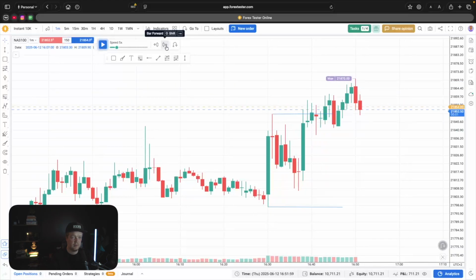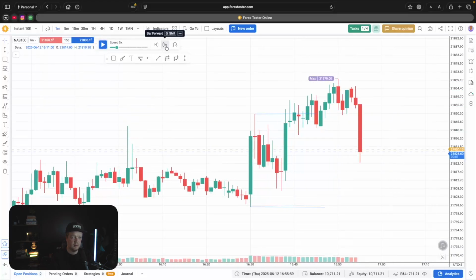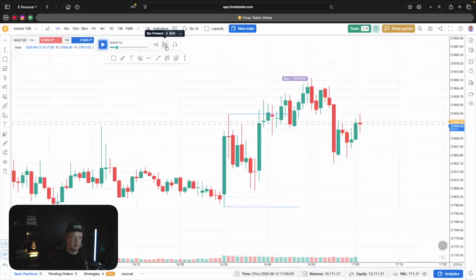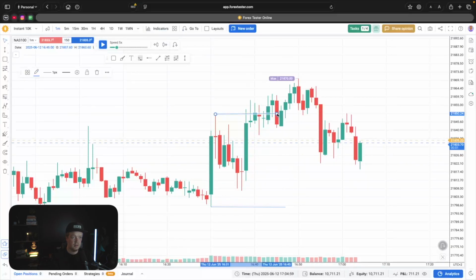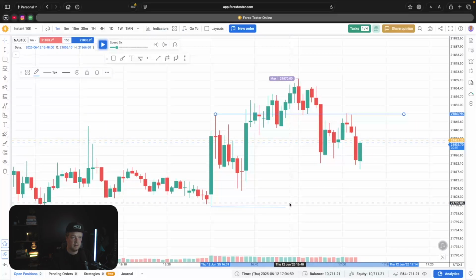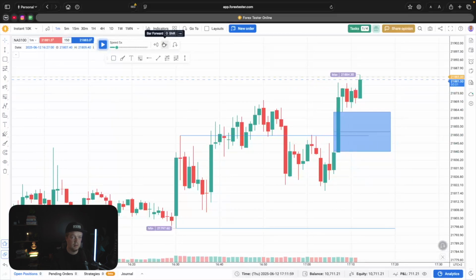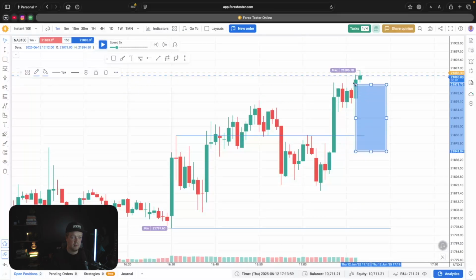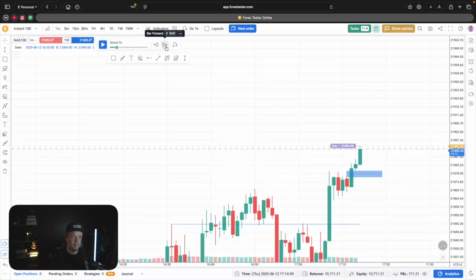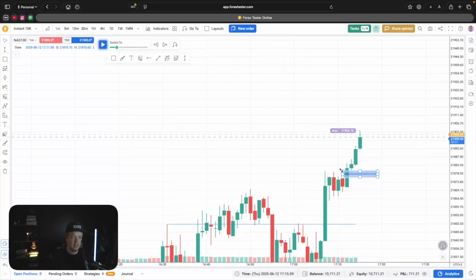Waiting for that fair value gap. Nothing yet. We're inside of the range again. Let's just extend this. There we go. We have our fair value gap right over there. There we have another one. There we have another one. It's moving up.